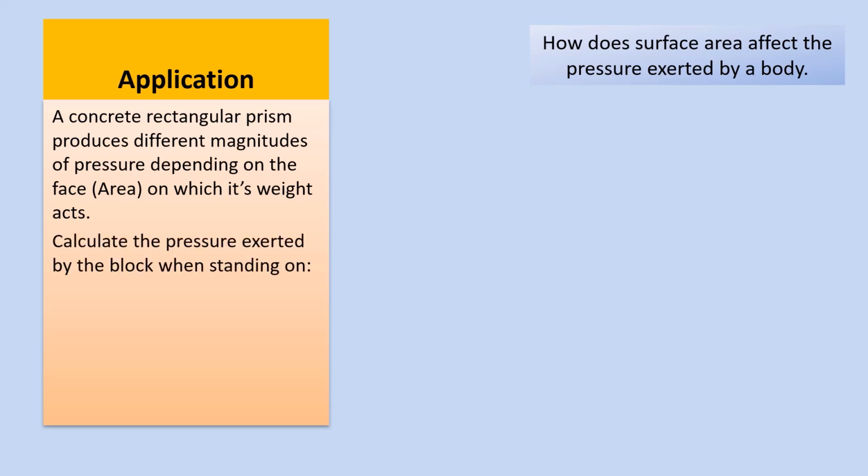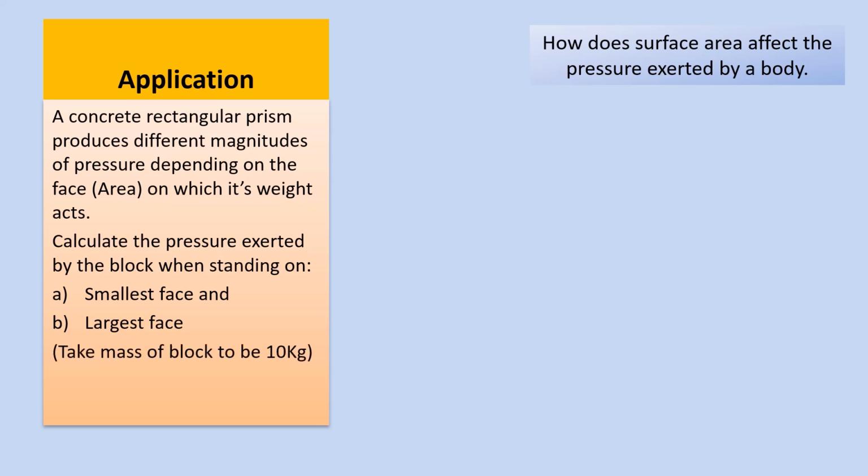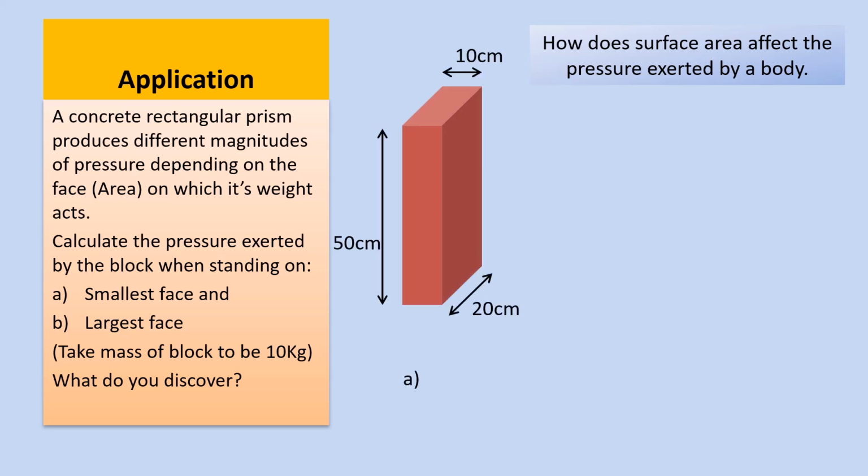So we are to calculate the pressure exerted by the block when standing on its smallest face and also on its largest face. We are given a hint to take the mass of the block to be 10 kilograms. And then we shall discover something. So this is the orientation when standing on the smallest face. We are assuming the dimensions 20 centimeters by 10 centimeters at the bottom part here.